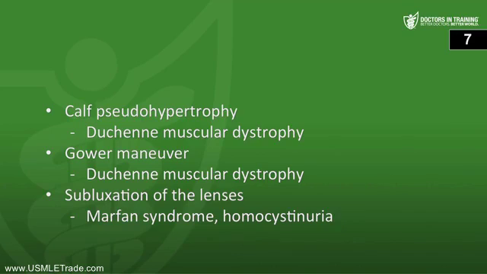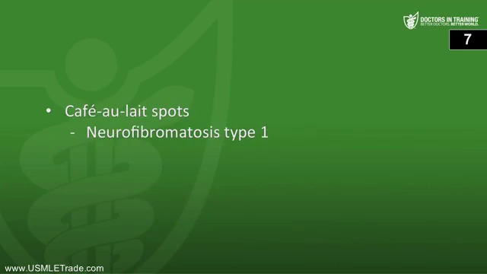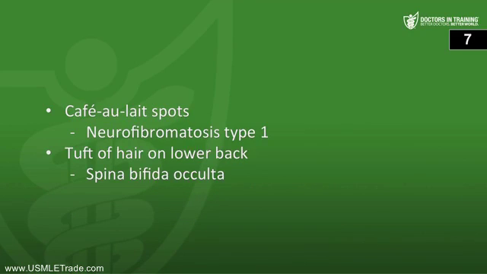Subluxation of the lenses is a feature of Marfan syndrome and homocystinuria. Cafe au lait spots are seen in neurofibromatosis type 1. And a tuft of hair on the lower back is a feature of spina bifida occulta.